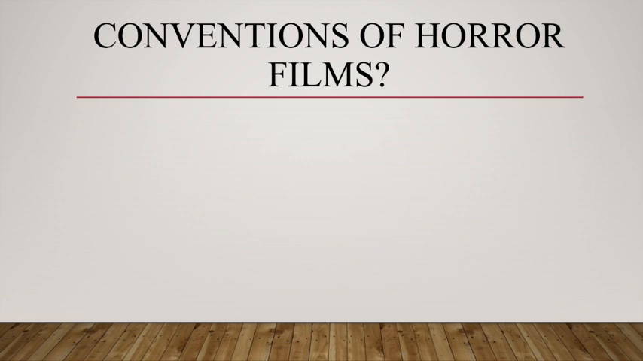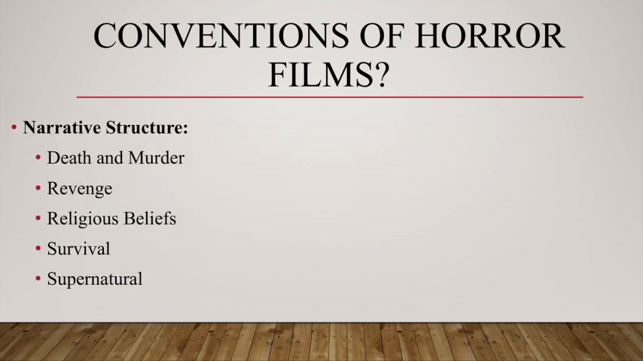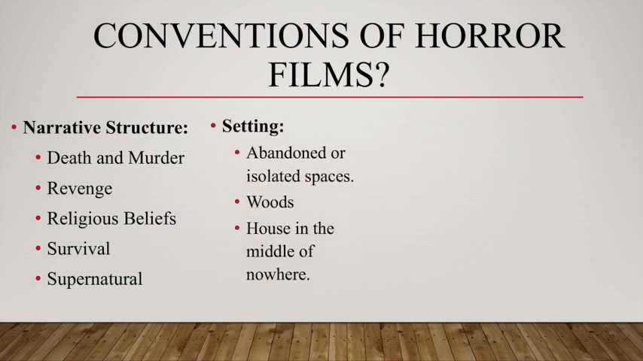So let's take a look at some of the conventions of horror films. First of all, you have particular narrative structures that take place, things like death and murder, revenge, religious beliefs, survival, supernatural. So all of these are different narrative structures that you might see. You might even at this point begin to think of different movies that would fall into these different narrative structures.